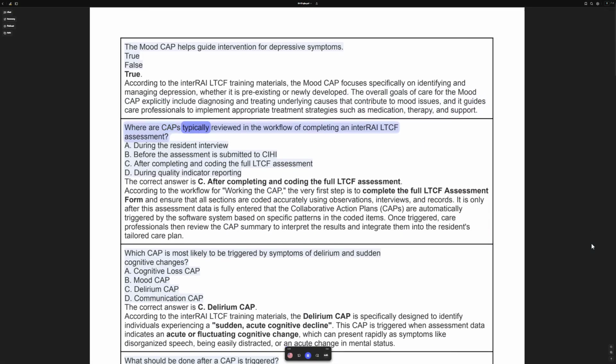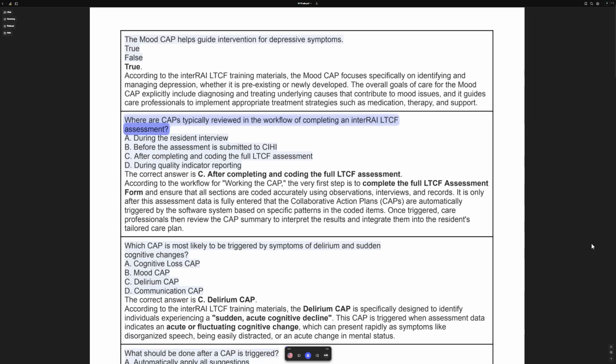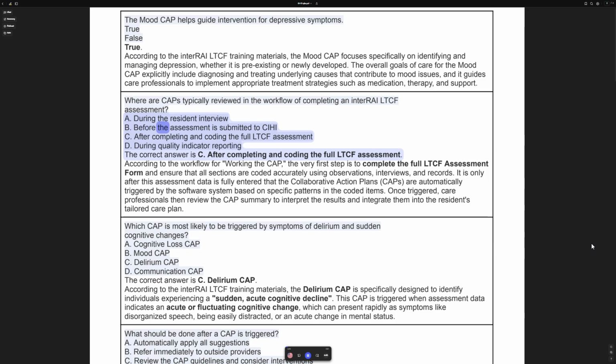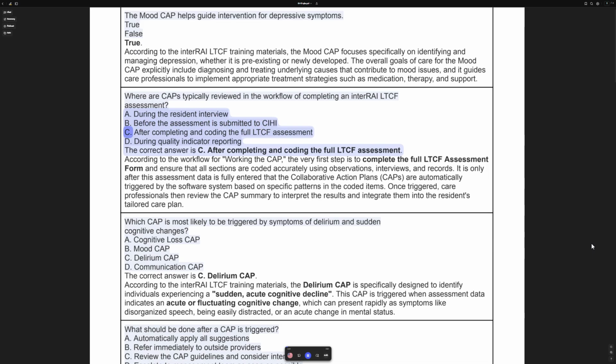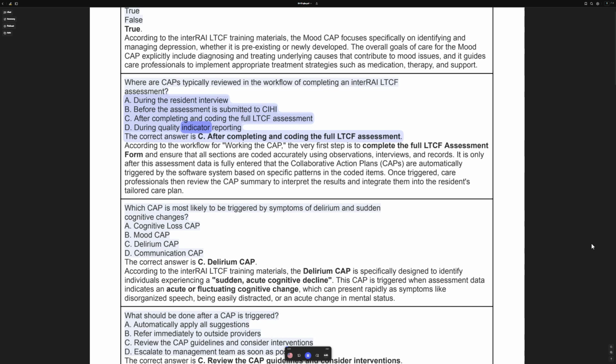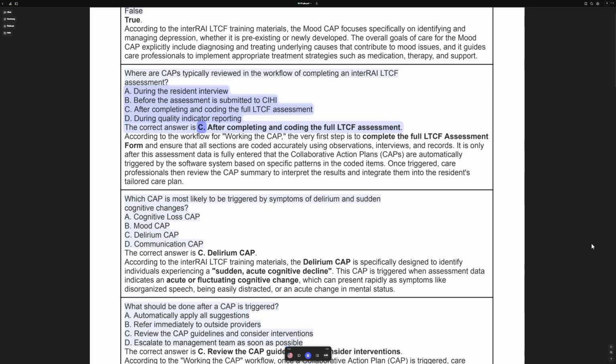Where are CAPs typically reviewed in the workflow of completing an interRAI LTCF assessment? A. During the resident interview. B. Before the assessment is submitted to CIHI. C. After completing and coding the full LTCF assessment. D. During quality indicator reporting. The correct answer is C. After completing and coding the full LTCF assessment.